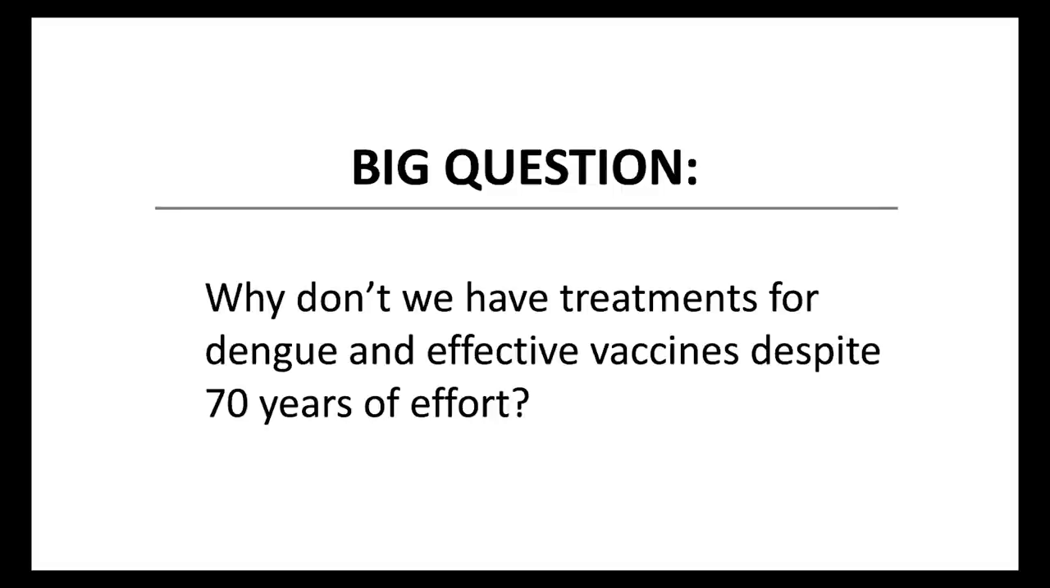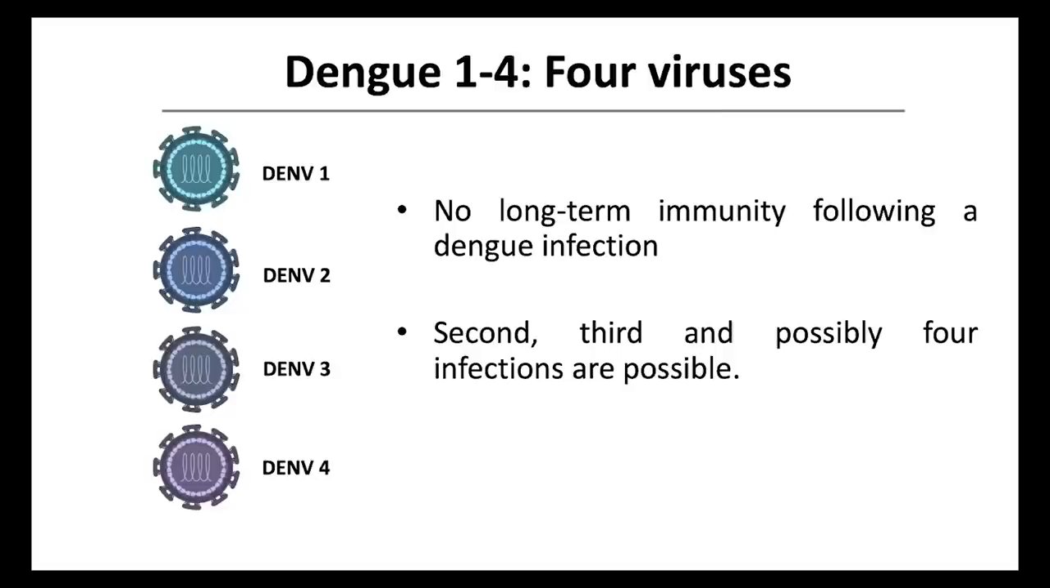So now I would like to focus on the big question surrounding infections with these viruses, specifically dengue. Why don't we have a treatment and an effective vaccine against dengue? The answer lies in the fact that these viruses exist as four viruses. For dengue, we call them dengue serotypes 1, 2, 3, 4. So what this means is that a person does not develop lifelong immunity to infection with dengue. In fact, you can be reinfected a second, third, and perhaps fourth time.